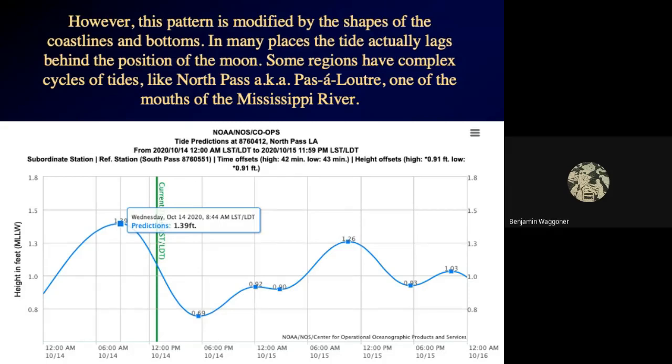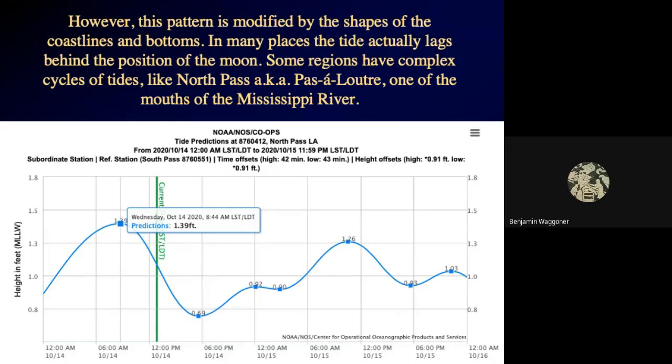And this is actually one that I downloaded just a few minutes ago. These are the tides starting at midnight early this morning, going on until midnight 2 days from now, at one of the mouths of the Mississippi River, North Pass, otherwise known as Pas à l'Outre, Pass of the Otter. And you can see it's not a nice, simple sine wave.